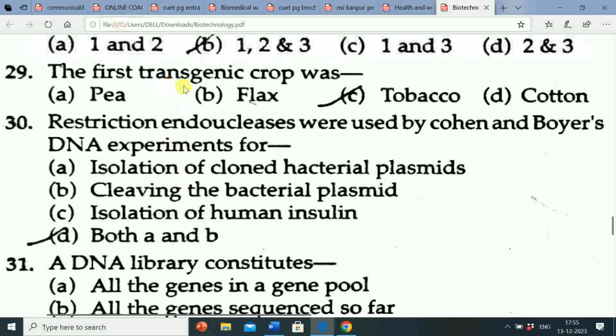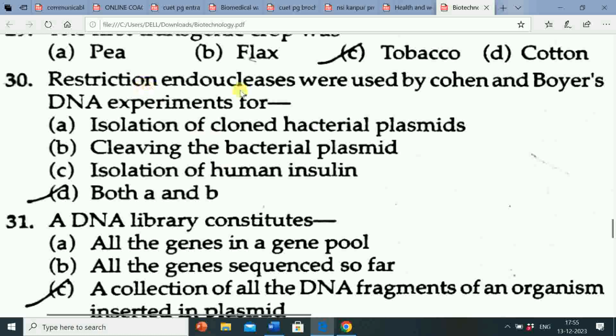Next question: the first transgenic crop was: option A pea, option B flax, option C tobacco, option D cotton. So the correct answer is option C, tobacco. The first transgenic crop was tobacco.